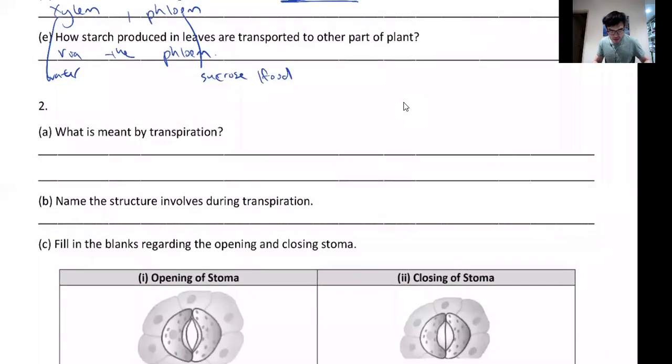So number 2, what is meant by transpiration? Okay, this is a very important process. Now that you have learned about the heart, think about this. How does our body move blood around? We have a pump. Okay, that's our heart. When the heart pumps, our blood moves. Plants have no heart to move water around. So how do they do it?